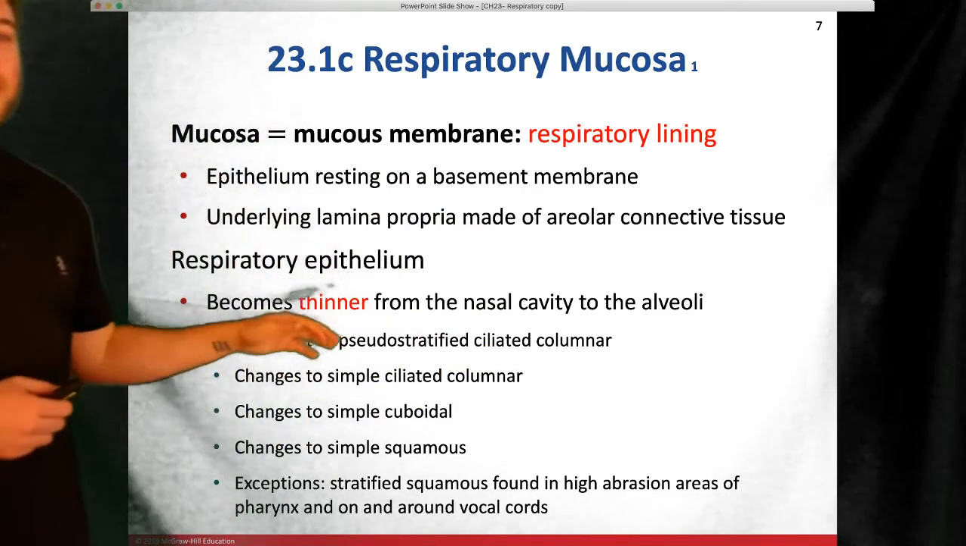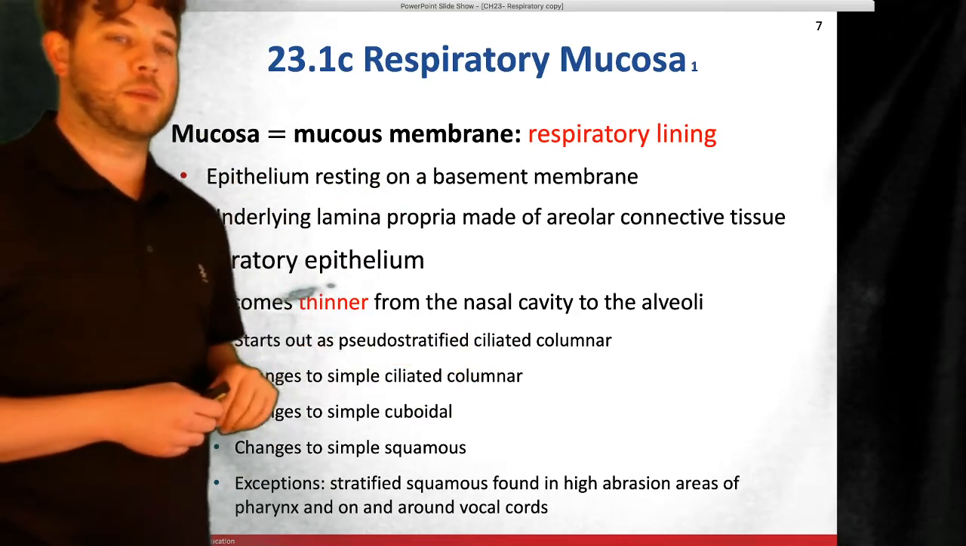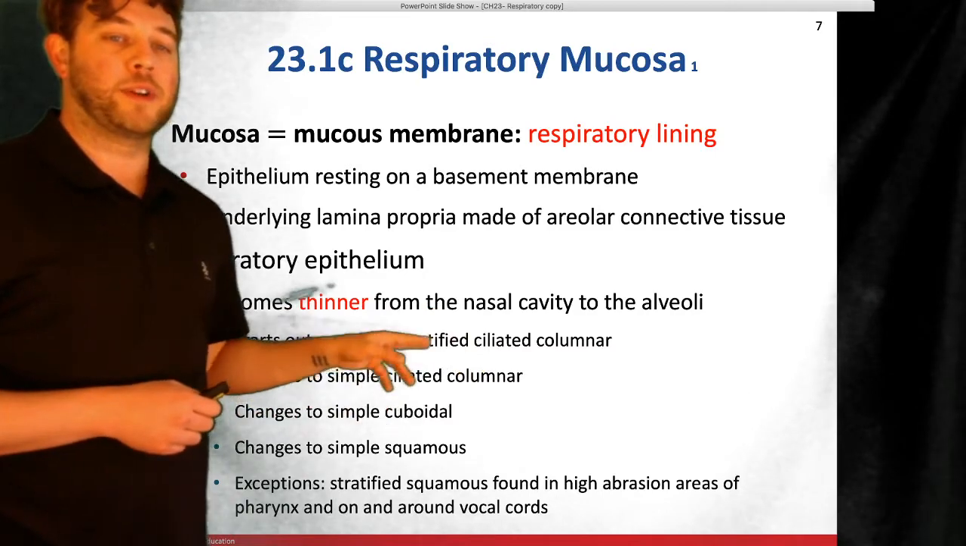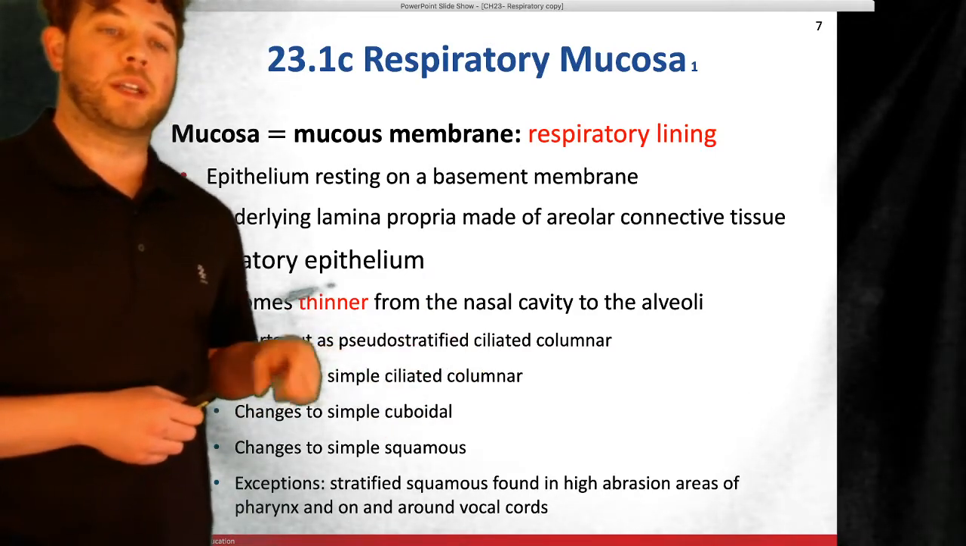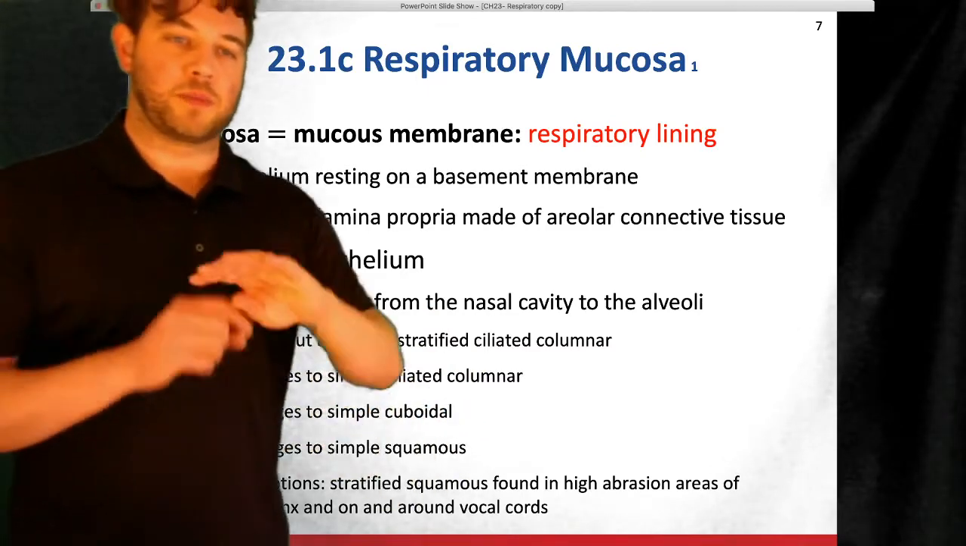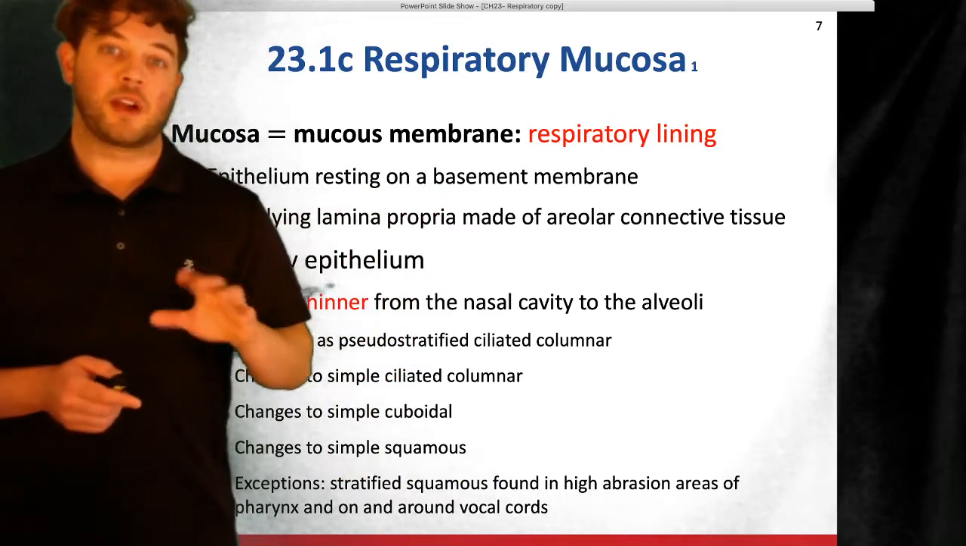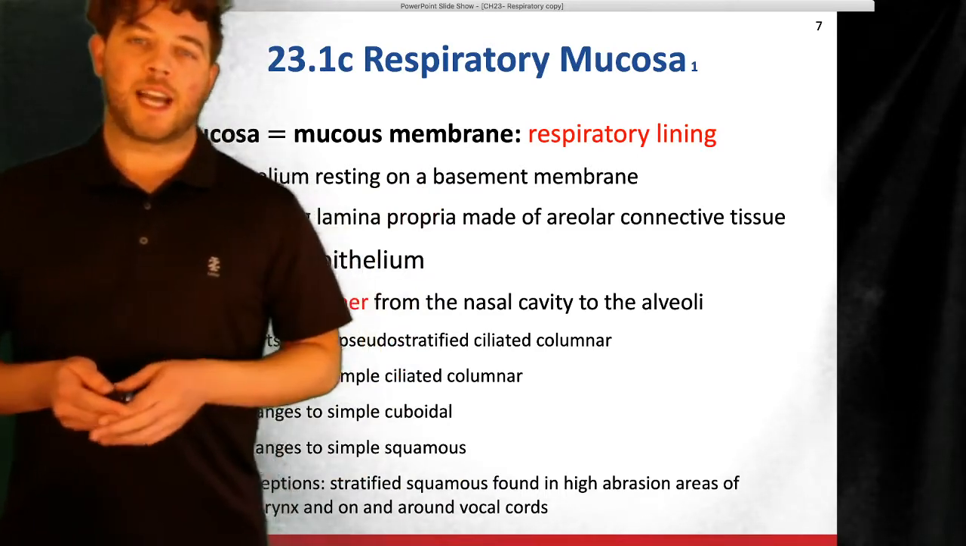As you go from pseudostratified to simple, it's just that one layer, still ciliated, still columnar. Then we start to get into simple cuboidal. Notice it's no longer ciliated, and it's in these little tiny square shapes. And eventually going to simple squamous, which is much flatter. That's going to be right at the alveolar ducts and alveolar membrane for allowing gas exchange.